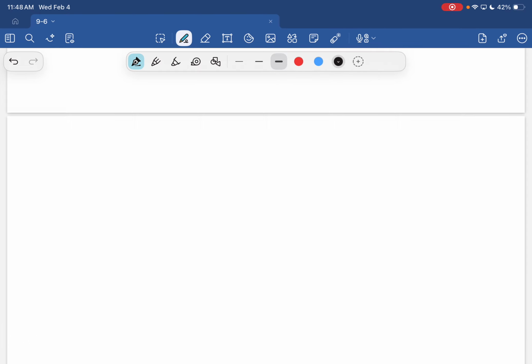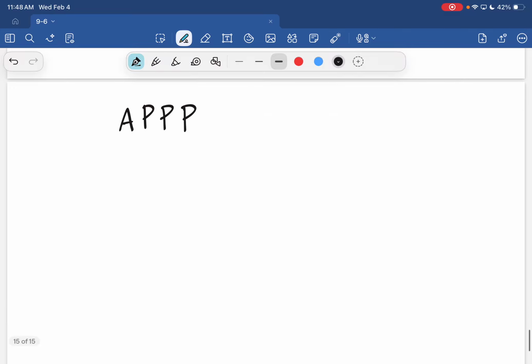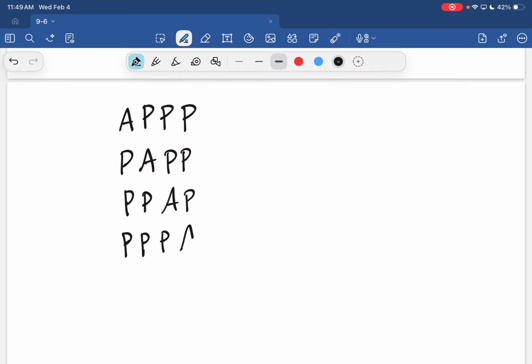Suppose now we have APPP. How many orderings are there now? There are 4. You can count them all. Here's APPP, PAPP, PPAP, and then PPPA. There are 4, right? Why are there 4? It's actually 4 factorial divided by 3 factorial.